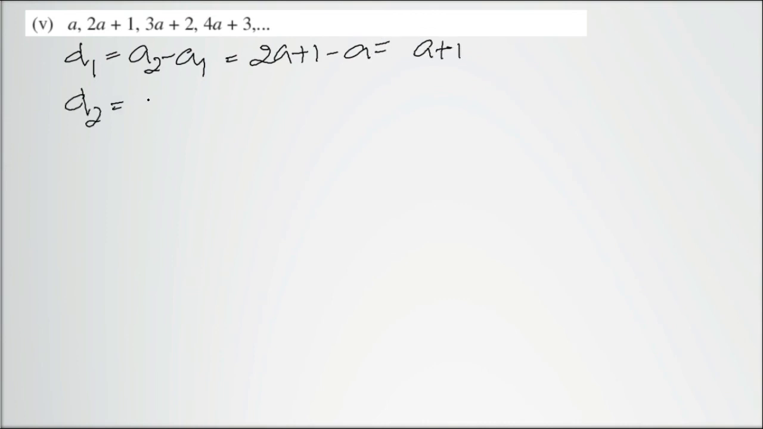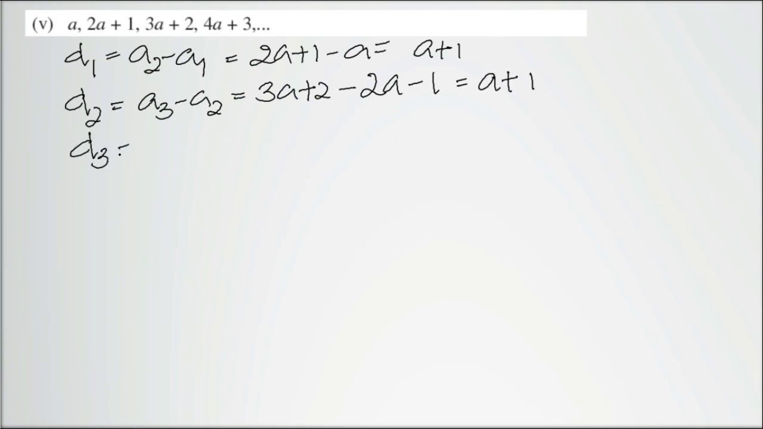Let us have this fifth question as the last question for today's session. We'll find the first common difference, which is a2 minus a1. Here we have 2a plus 1 minus a. We'll be getting a plus 1. The second difference is a3 minus a2. a3 is 3a plus 2 minus a2, which is 2a plus 1. Because the minus is multiplied inside, we get a plus 1 again.